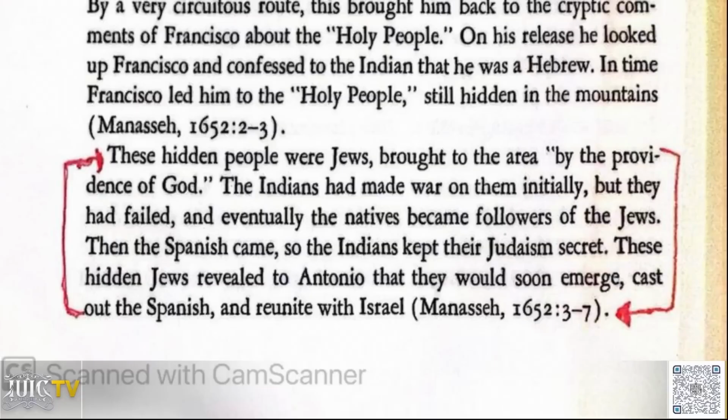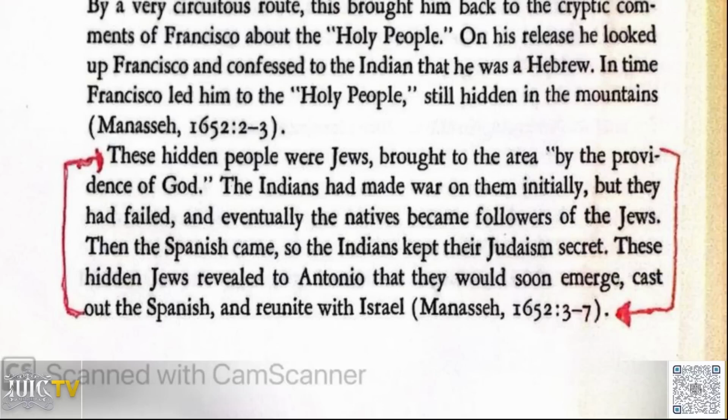These hidden people were Jews. Pause right there. When you stop on the first sentence: these hidden people were Jews, brought to the area by the providence of God. We on the same page, ain't we? Yeah, 128. These hidden people were Jews, brought to the area by the providence of God.